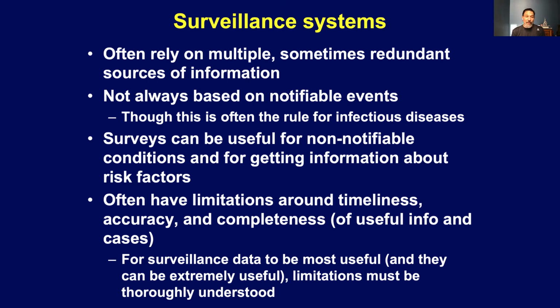limitations around things like timeliness and completeness and accuracy. And so for these surveillance systems to be most useful, and they really can be mission critical and extremely useful to achieve public health goals, you really need to understand the limitations of every surveillance system and try to understand how those limitations may or may not hinder the achievement of the surveillance system goals and the public health goals that the surveillance system is intended to support.